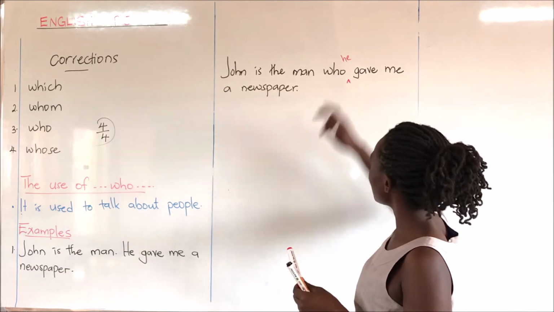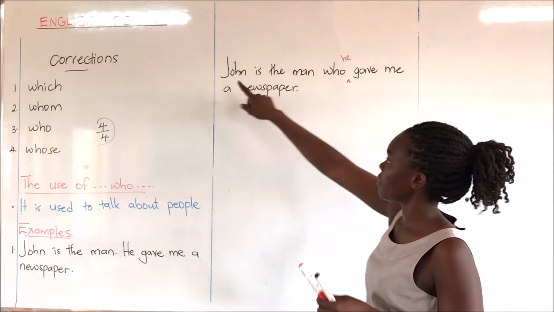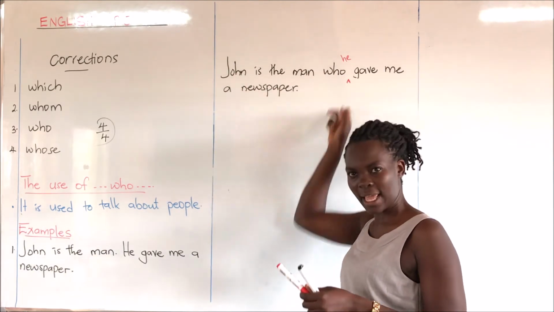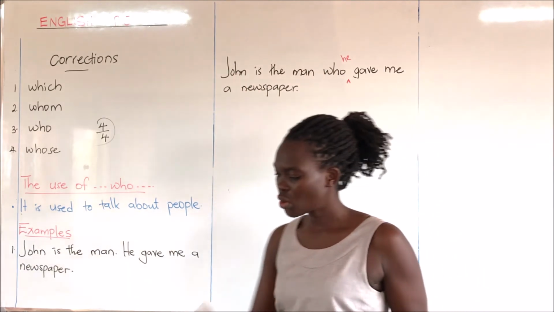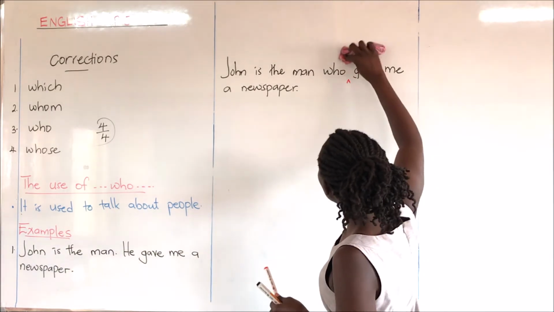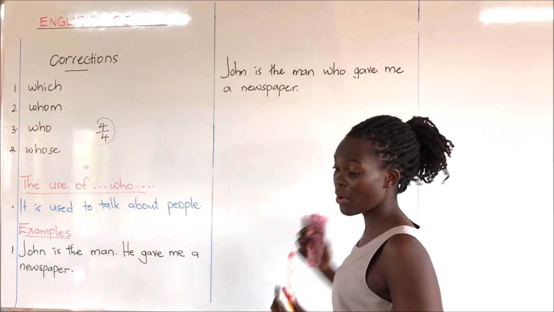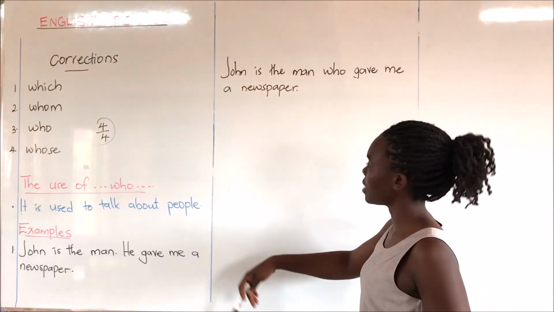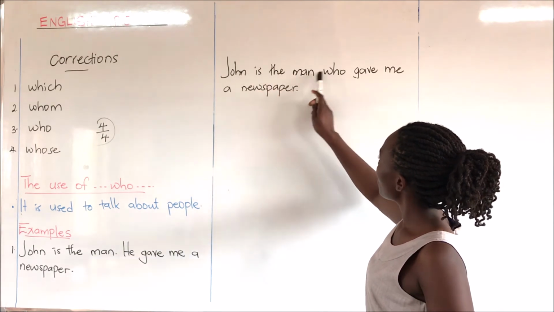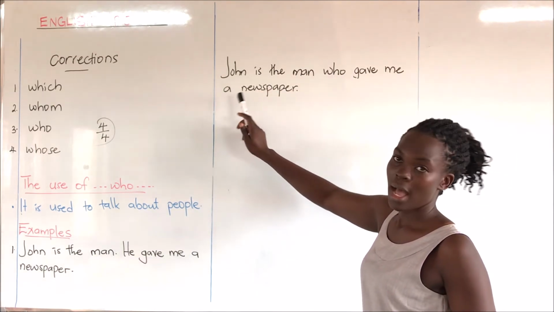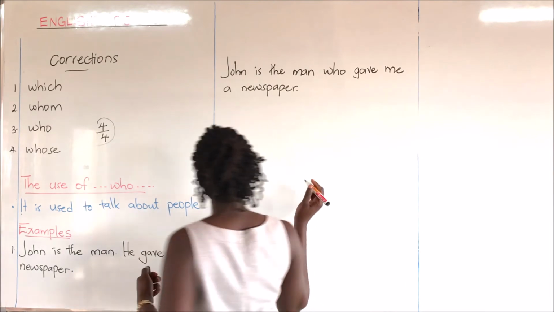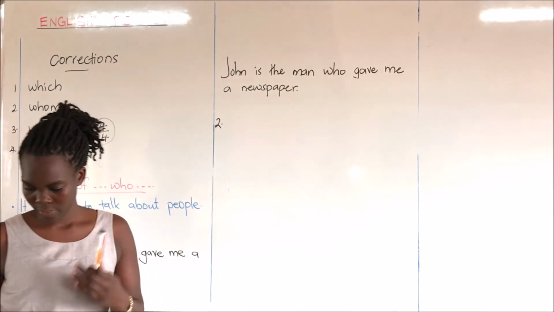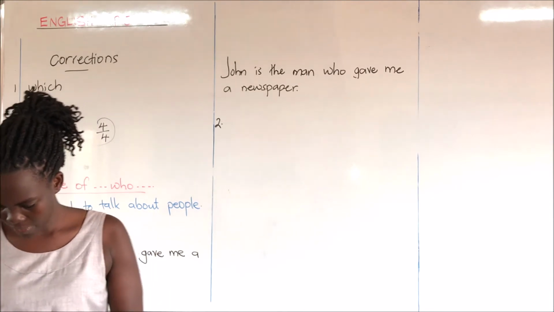Now, why don't we have this he appearing here? Because we have already mentioned John. So the moment we put here the pronoun for John again, that would be repetition. So we don't need that one. Because we have already talked about John, so we don't need the pronoun for John. Okay? Yes, so the answer for our first example would be, John is the man who gave me a newspaper. We move to example number 2. I hope people are noting something down for reference.